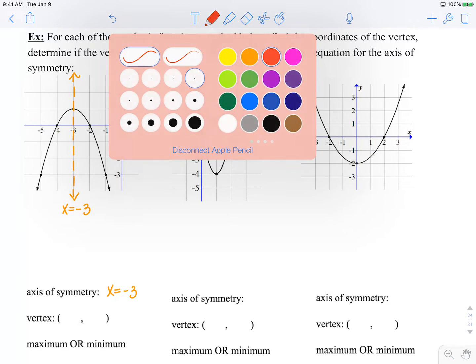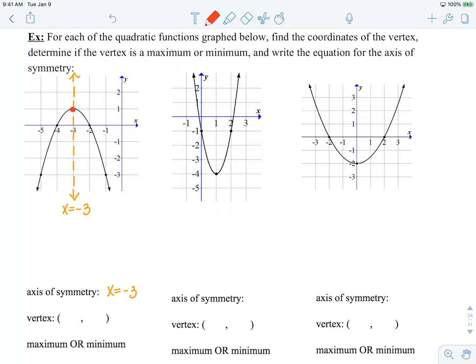Now the vertex is the one point of your parabola that falls on that axis of symmetry. I can see the x value of that vertex is -3 and the y value is 1. So notice the x value of your axis of symmetry is the same as the x value of your vertex.